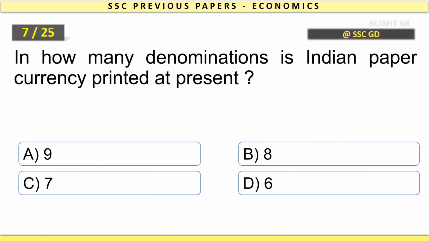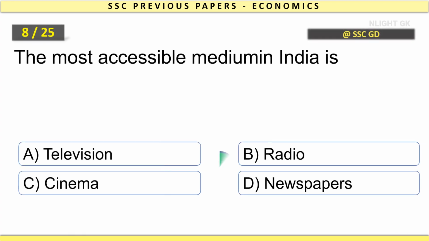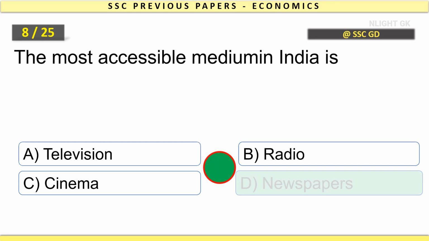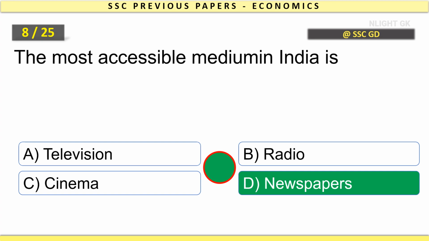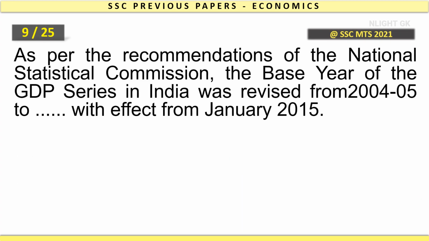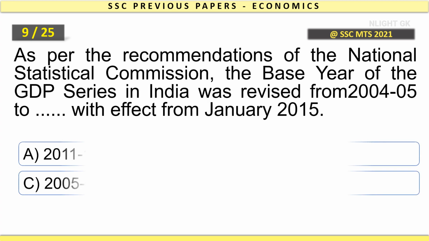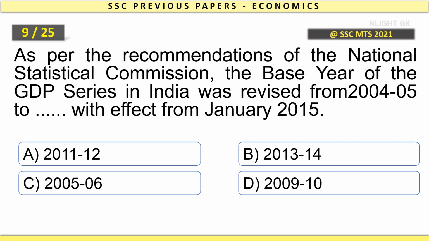In how many denominations is Indian paper currency printed at present? 7. The most accessible medium in India is newspapers. As per the recommendations of the National Statistical Commission, the base year of the GDP series in India was revised from 2004-2005 to with effect from January 2015.